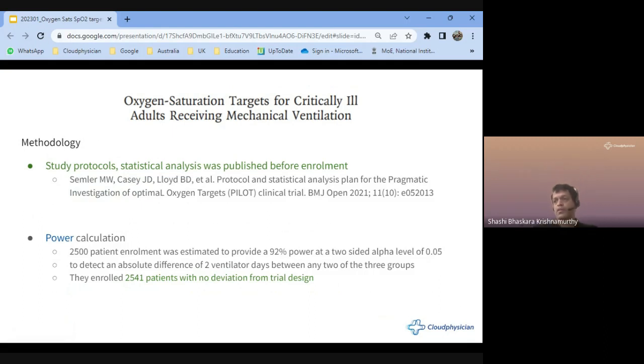How was the study done? Initially they published the study protocol and analysis almost a year before the study was done in BMJ. It was a different journal where they published it. Again, BMJ has been considered as a good medical journal. They did estimate the power.